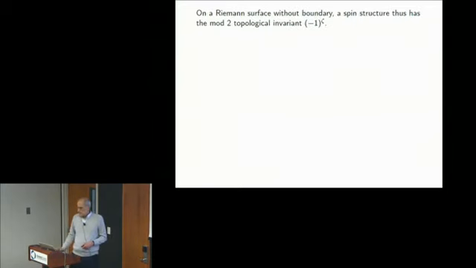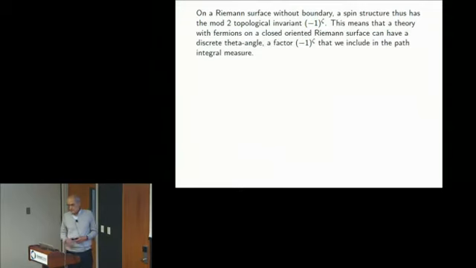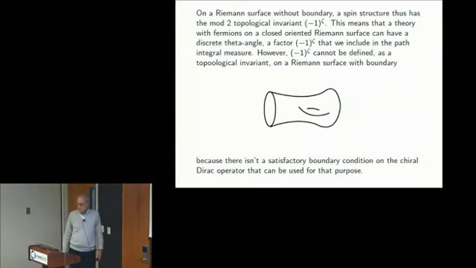So on a Riemann surface without boundary, a spin structure has the mod 2 invariant (-1)^ζ. So that means that a theory with fermions on a closed oriented Riemann surface can have a discrete theta angle, which is a factor of (-1)^ζ that we include in the path integral measure. But (-1)^ζ can't be defined as a topological invariant on a Riemann surface with boundary, because there isn't a satisfactory boundary condition on the chiral Dirac operator that you could use for that purpose.